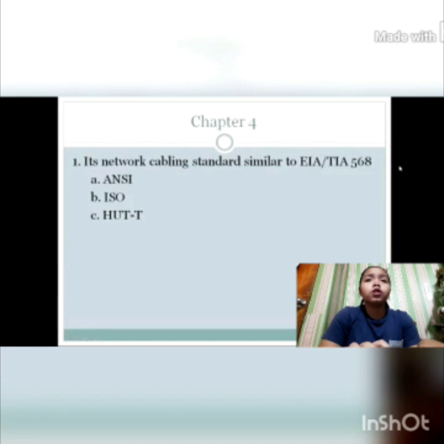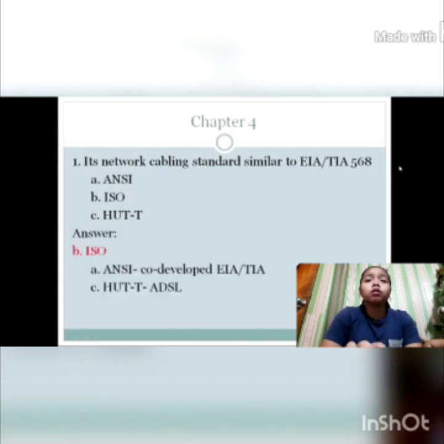We need security. Chapter 4, number 1. It's a network cabling standard similar to EIA/TIA 568. Letter A, ANSI, letter B, ISO, letter C, ITU-T. So what do you think?